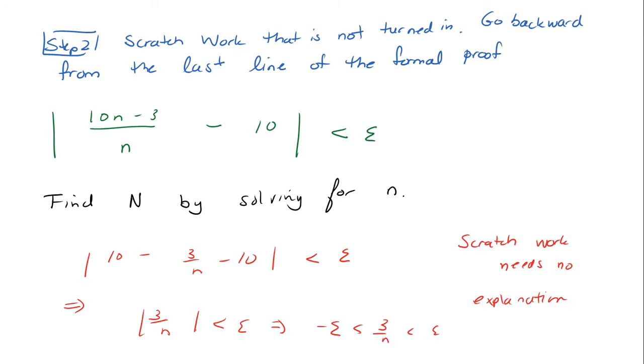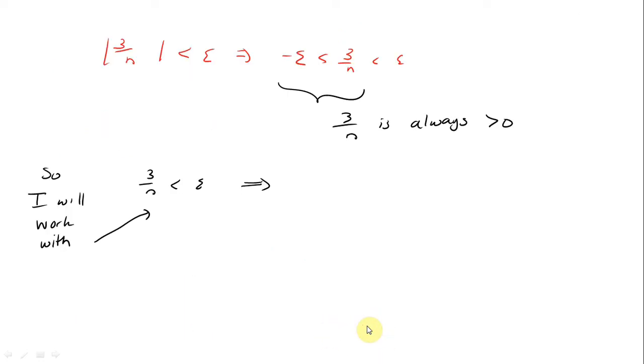Scratch work doesn't need any explanation. So this is my scratch work. It's never going to be seen by anybody but everybody who looks at YouTube. But I'm just going to combine these two fractions using a common denominator, and then I get 3 over n is less than epsilon, and I expand that as an inequality. But 3 over n is always positive, so I can drop this last part of the inequality. So I don't really need that last part. I'm just going to work with this part here.